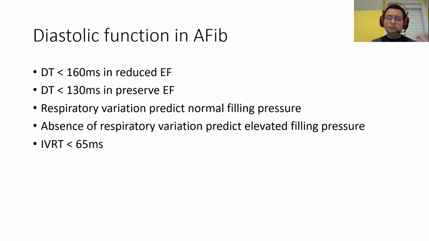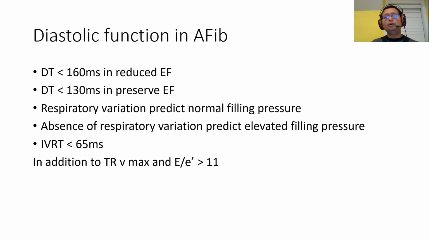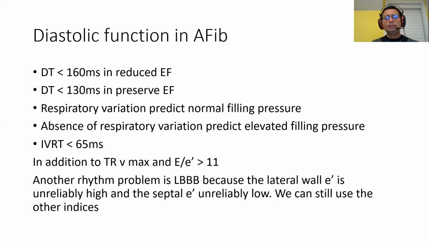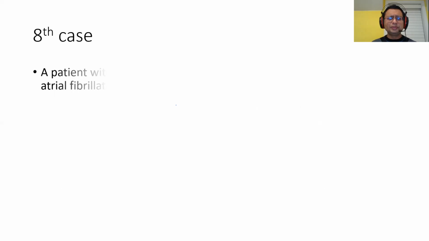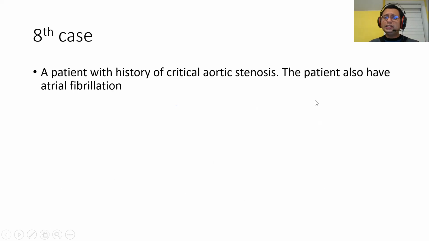IVRT that is less than 70 milliseconds, this is also the parameter that I've already told you just now. And in AFib, they recommend to use septal E over E prime that is more than 11. Left bundle branch block is also a problem because lateral E prime is unreliably high and the septal E prime is unreliably low. However, we can still use other indices. So I just wanted to show you the application of diastology in patient with atrial fibrillation.